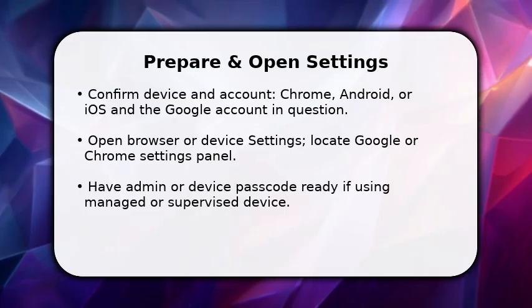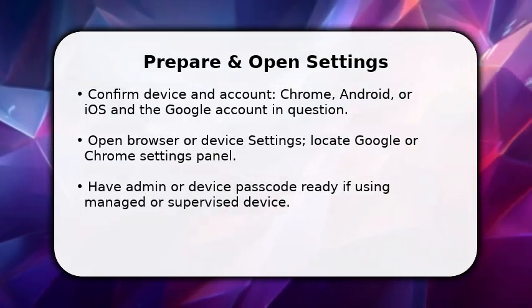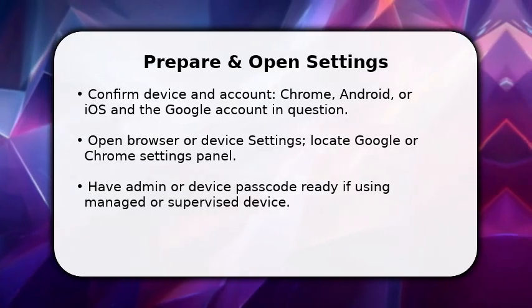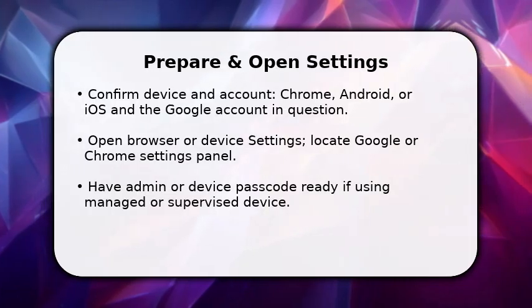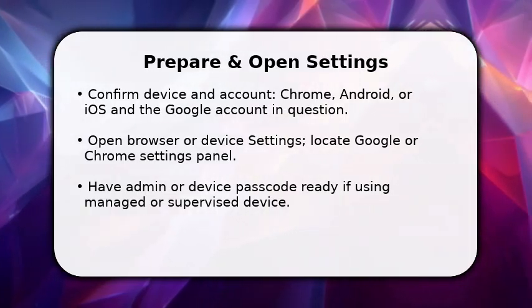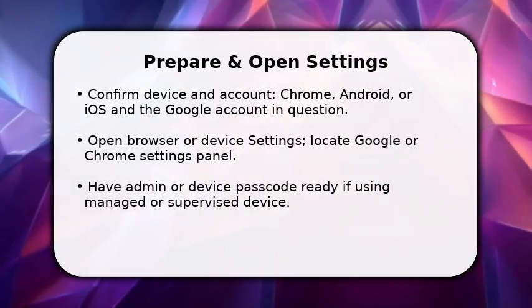You start by confirming the device and the exact Google account you want to stop prompting. Open Chrome or your device settings and go straight to the Google or Chrome settings panel. You don't need to toggle unrelated options. If this is a managed device, make sure you have the admin credentials or device passcode handy.